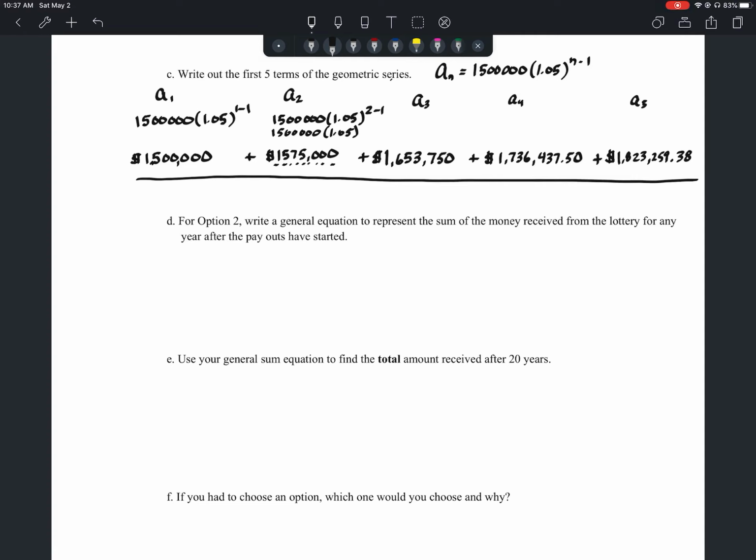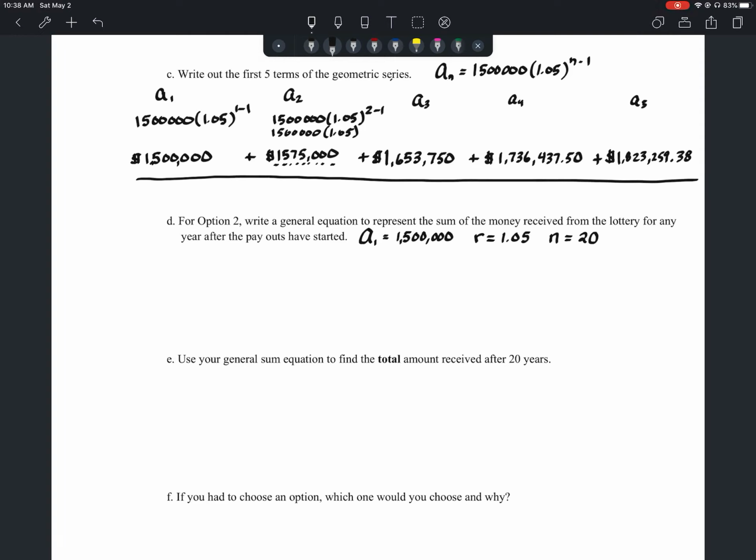So now what we're going to be doing here is we're looking for one of our sum equations. Remember, to write the sum equation, there's a couple pieces of information we need to know since it's a geometric series. We need to know what the first term is, and we knew already that is 1,500,000. We need to know what our multiplier, or our geometric ratio, is. We already know that is 1.05. And we need to know the number of payments. Well, that would end up being 20.